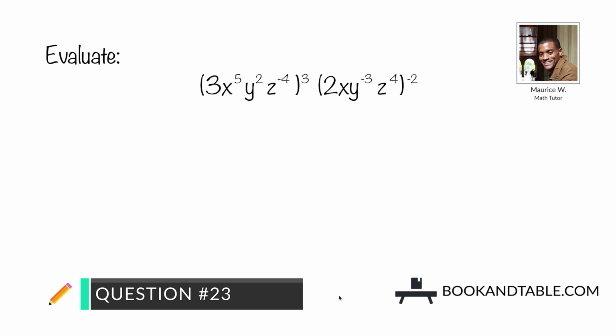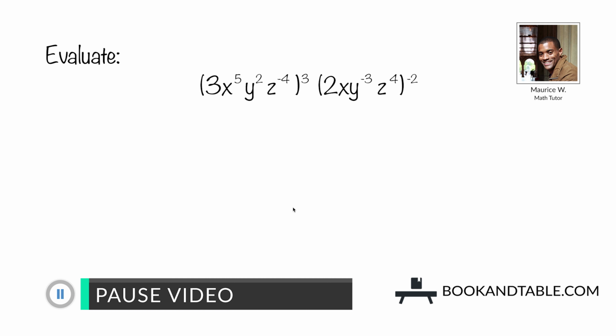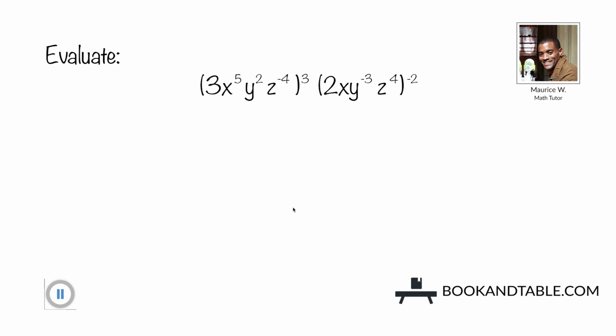Question number 23, evaluate 3x to the 5th, y squared, z to the negative 4 to a power of 3 times 2x, y to the negative 3, z to a power of 4 to a power of negative 2. Pause the video, answer this question, and then press play when you are ready to begin.